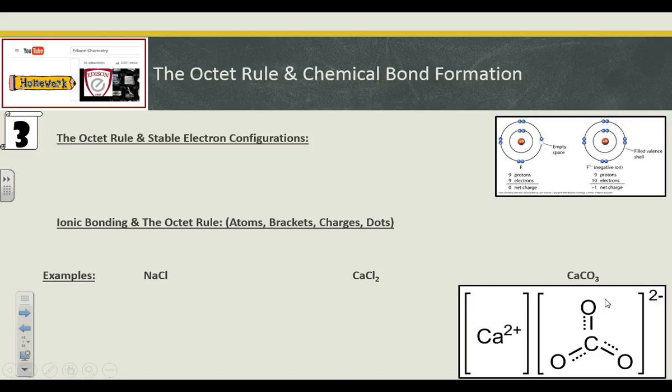Okay, so we've got atoms. We've got the brackets. We've got our charges. And we've got some dots to show our electrons. So that's what atoms, brackets, charges, and dots are going to mean. And let me make it a little clearer for you. Pause the video, draw that picture. Okay, we're back.